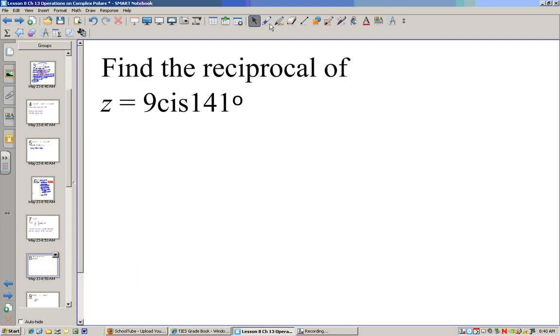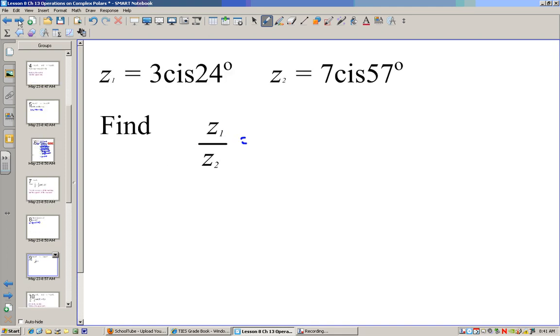All right, so let's use the rule. This would be 1/9 CIS negative 141. Once we know the rules, this isn't tough at all. I hope it's not tough at all. All right, new situation. Now we're going to divide. So we have z1, 3 CIS 24, divided by 7 CIS 57.